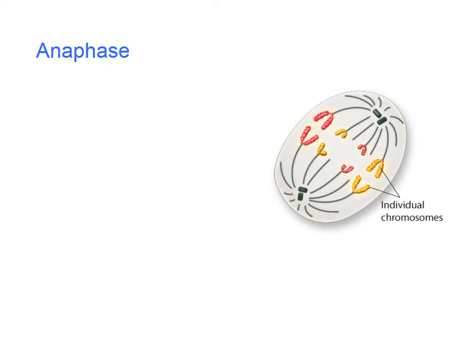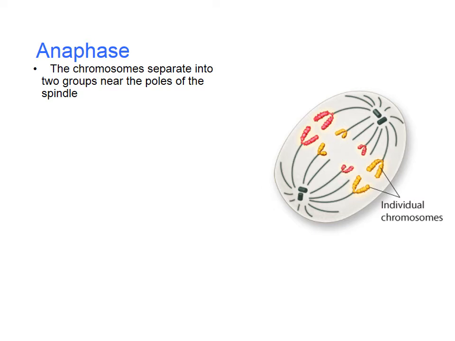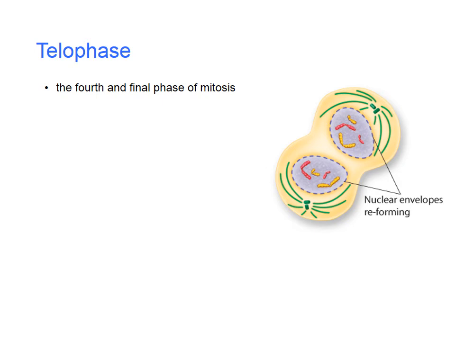Now, in anaphase, the chromosomes will separate into 2 groups near the poles of the spindle. Okay, so they keep pulling them until they're close to the spindle. And then we go into telophase. And telophase is the 4th and final phase of mitosis.